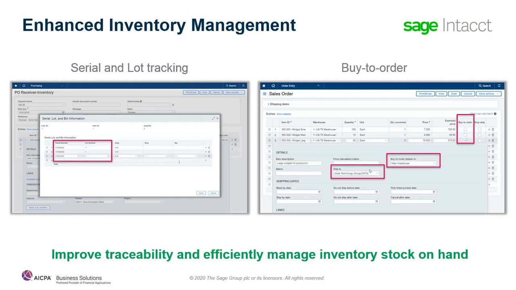Similar to how dropship works, buy-to-order automatically generates a purchase order when the customer places a sales order, thus minimizing inventory costs by reducing the need for keeping stock on hand. Unlike dropship, which directly ships the purchase to the customer, with buy-to-order, you can ship the purchase to yourself or to a third party for additional specialty work or packaging before it is shipped to the customer. These enhancements improve traceability of inventory and enable you to more efficiently manage inventory stock on hand.